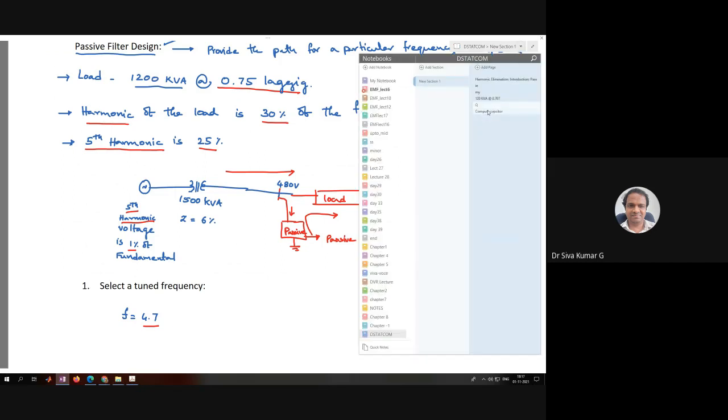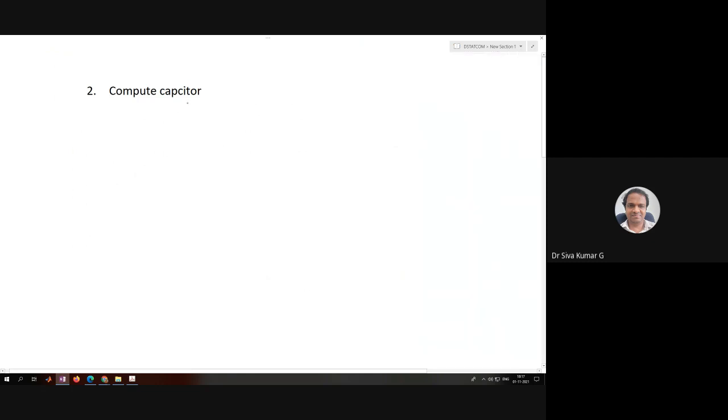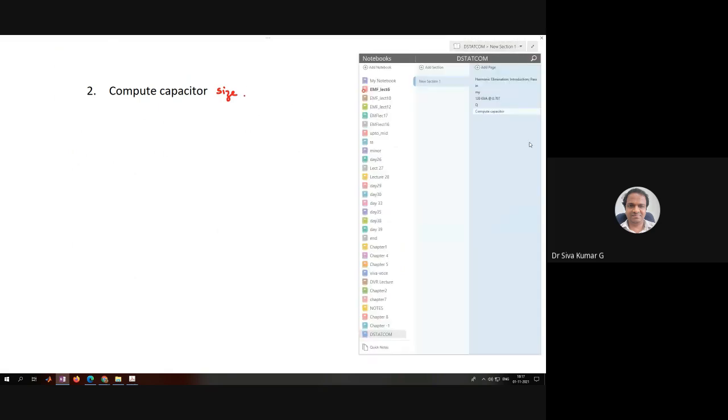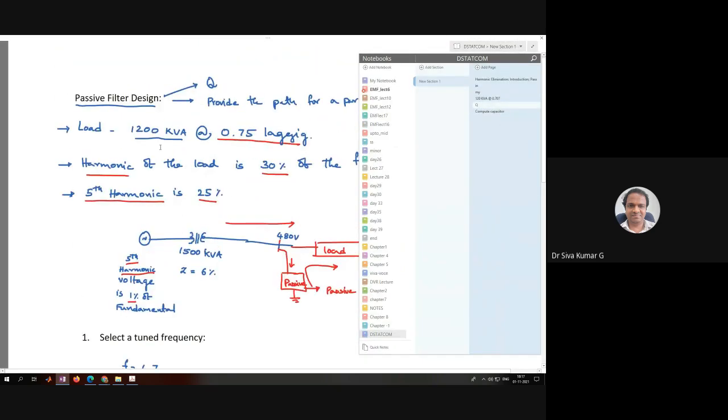Now what we need to do is compute the capacitor value, the second step: the capacitor bank size, and then we are also going to look into the resonant frequency. Especially, we are going to compute the capacitor size. For that, what they have given for the load, we have seen just before. The load is 1200 kVA at 0.75.